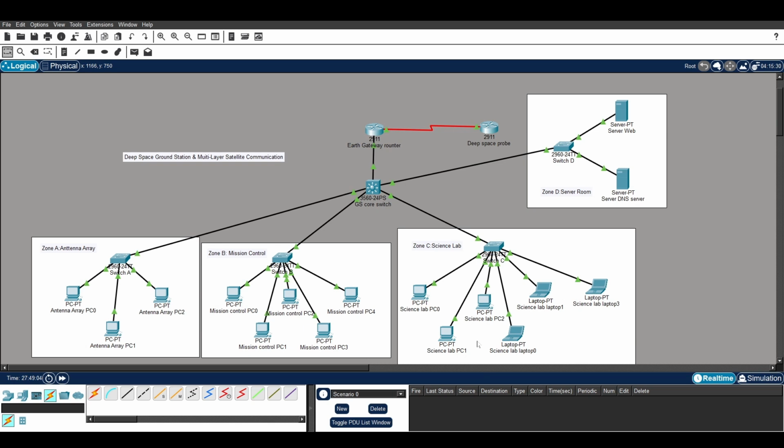Good morning, lecturers, and today I'm going to show my assignment for the Deep Space Ground Station and Multi-Layer Satellite Communications. So this system that you see in this sim is actually 2.0. I briefed earlier about my 1.0 during my research parts.